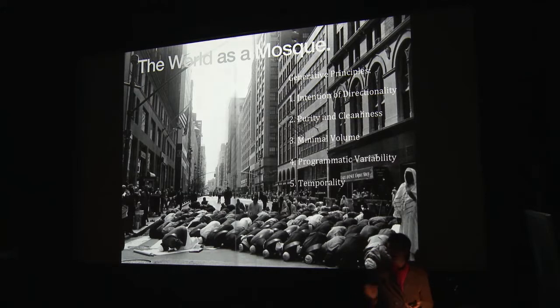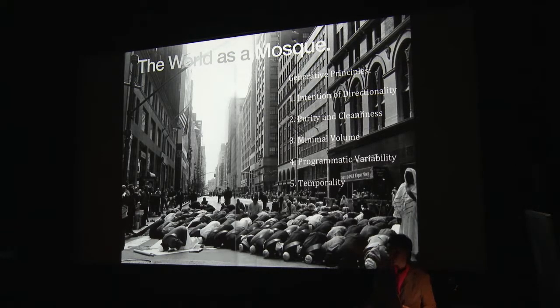And in my academic writing, I wrote a little theory of the mosque, defining that space not through architectural shapes, but as a conceptual space that is defined by five conceptual spatial parameters. One is the intention of directionality. As you see in this image of people worshiping on the street of New York, they are all oriented towards Mecca, and it's really the orientation of their bodies to Mecca that transforms this space of the street into a mosque. Another is purity and cleanliness.